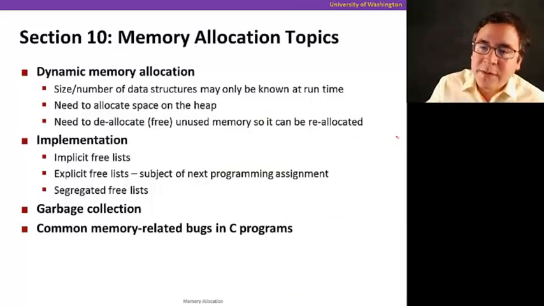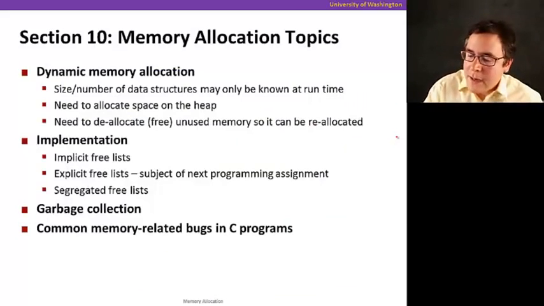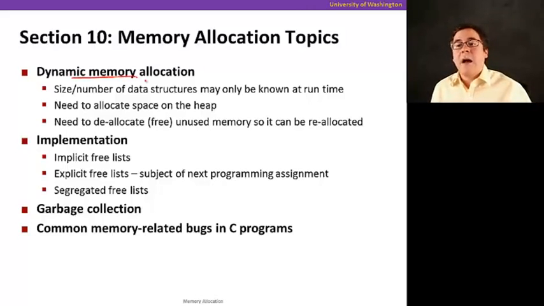Okay, we're going to start with a quick intro right now, and then we're going to see how dynamic memory allocation works. And the reason we need dynamic memory allocation is because the size and number of data structures may be only known at runtime dynamically. Okay? And then we're going to see how we implement that dynamic memory allocation in a number of ways.